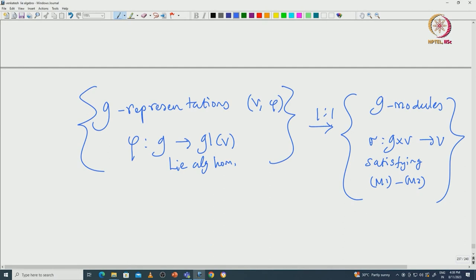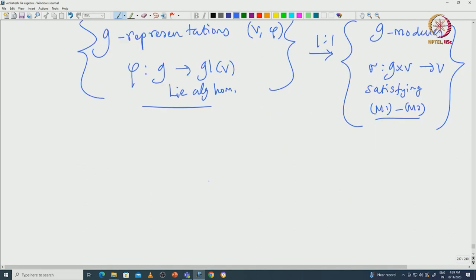If you are seeing this for the first time, if you haven't done any module theory in your algebra course, I urge you to check this correspondence very explicitly. Basically all you need to do is check that the map from phi to phi tilde satisfies these conditions, and that the map from sigma to sigma bar also satisfies the conditions given here. Because of this dictionary between G representations and G modules, we use modules and representations more or less synonymously. We sometimes say sub representation, sub module; all these are synonyms, so they can be interchanged, not a problem.